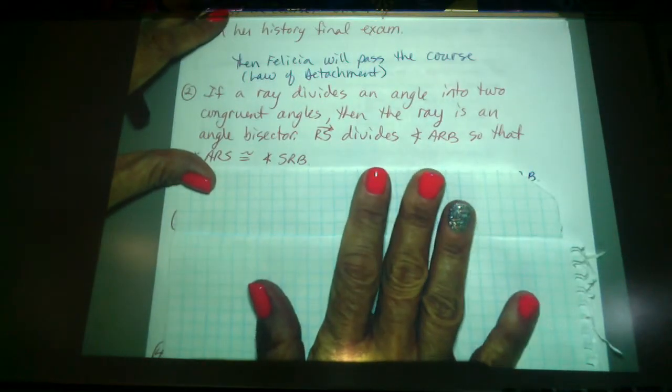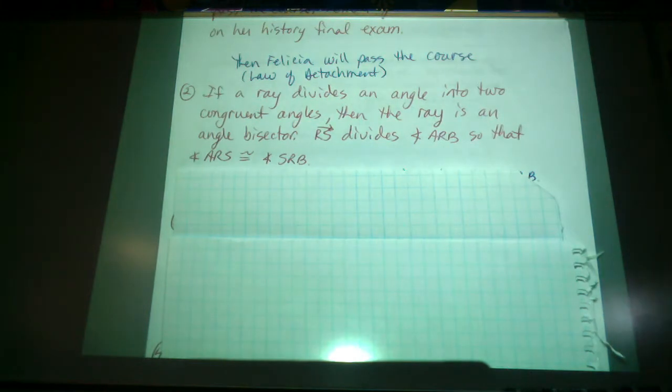The next one involves geometry. If a ray divides an angle into two congruent angles, then the ray is an angle bisector. Full, conditional. Is that true, by the way? If a ray divides an angle into two congruent angles, then the ray is an angle bisector? Yep, definition of angle bisector. Then the next statement says, ray RS divides angle ARB so that angle ARS is congruent to angle SRB. There's a lot of specifics in there, isn't there?